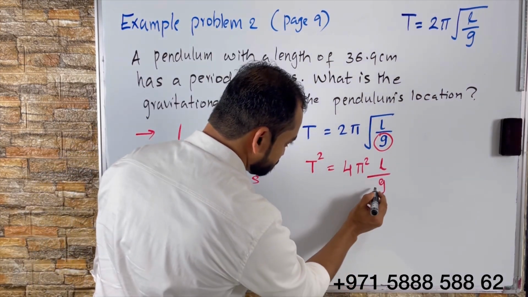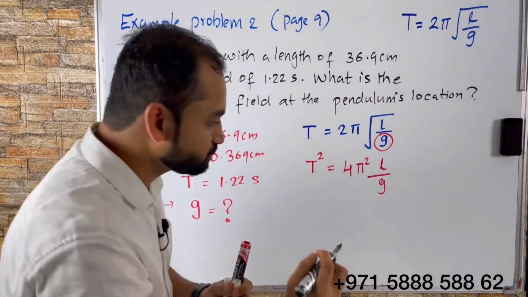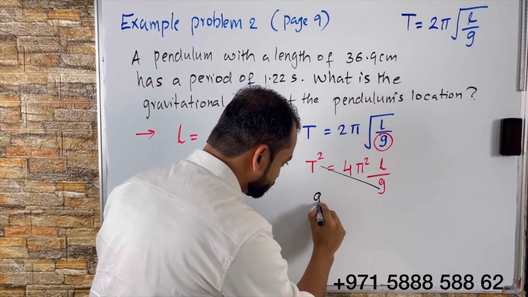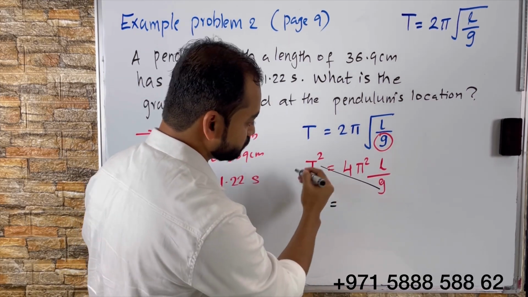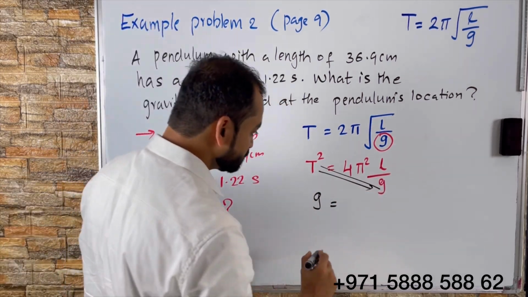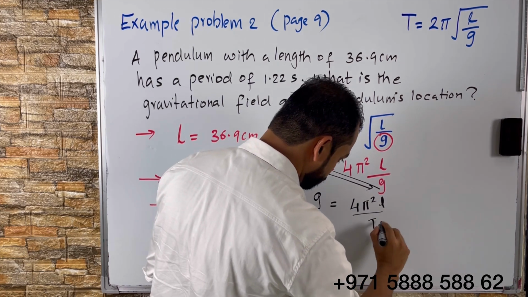So to calculate G, I will move G here. Okay, I will make the G cross the bridge. When G crosses the bridge, it will go like this. So G will come here, G equal to, and T squared also will cross the bridge. When T squared crosses the bridge, it will go like that. So G is equal to 4 pi squared L over T squared.